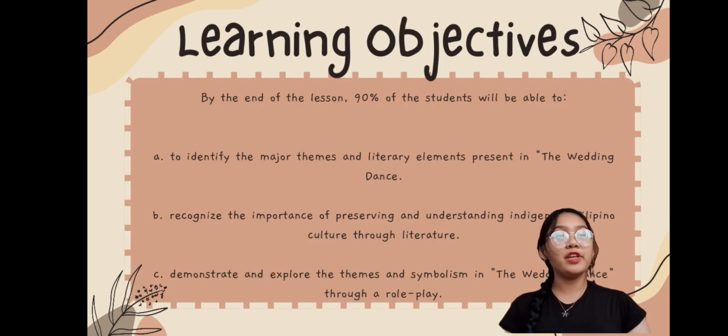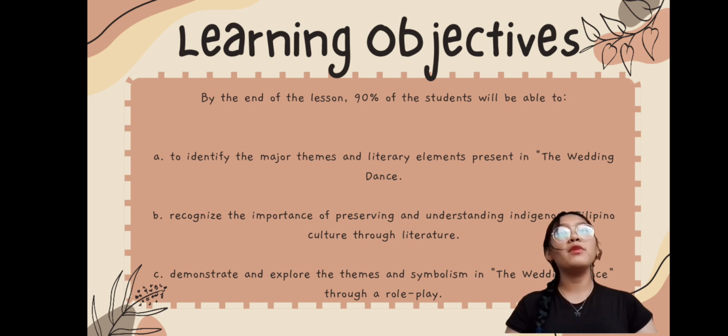Before that, we have here the learning objectives. By the end of the lesson, 90% of the students will be able to: A. Identify the major themes and literary elements present in The Wedding Dance. Second, recognize the importance of preserving and understanding indigenous Filipino culture through literature. Third, demonstrate and explore the themes and symbolism in The Wedding Dance through a role play.